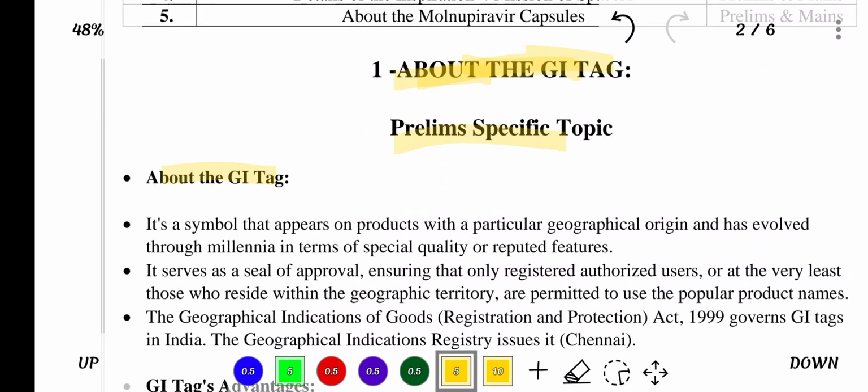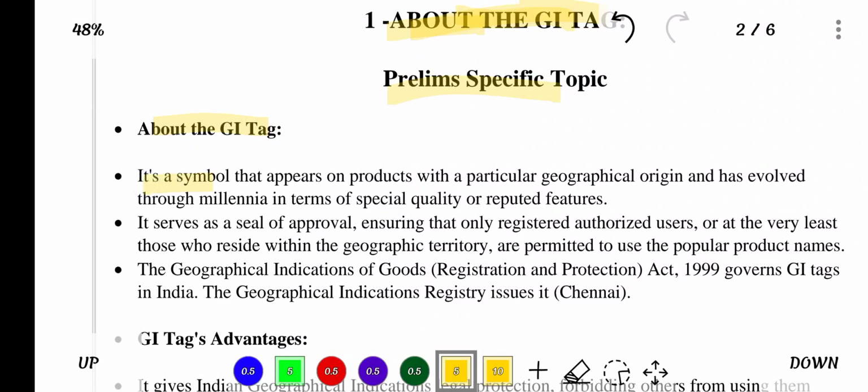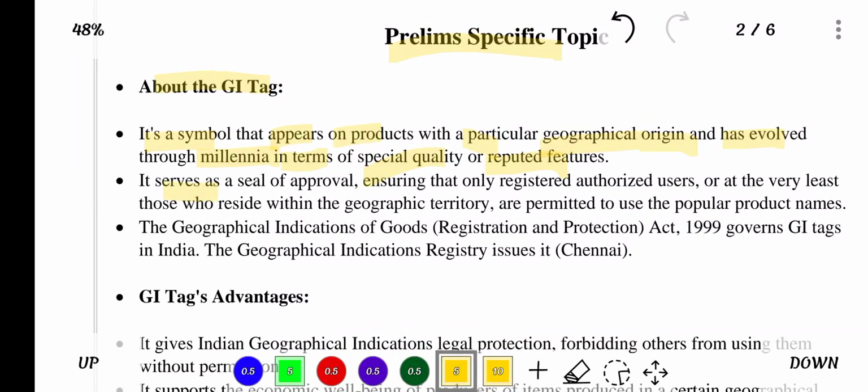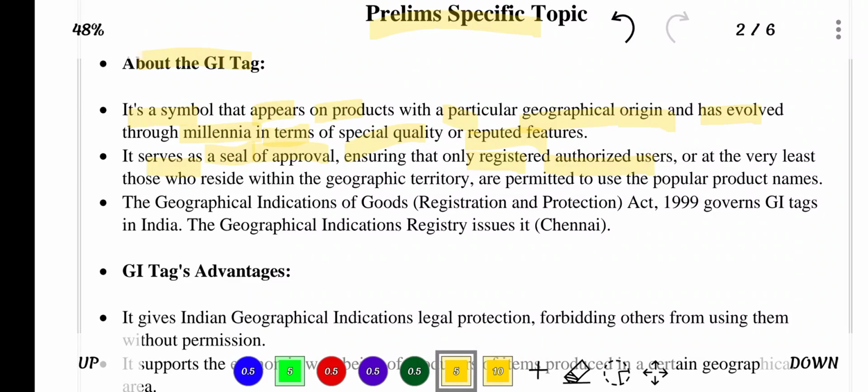About the GI tag, it's a symbol that appears on products with a particular geographical origin and has evolved through millennia in terms of special quality or reputed features. It serves as a seal of approval, ensuring that only registered authorized users, or at the very least those who reside within the geographic territory, are permitted to use the popular product names.